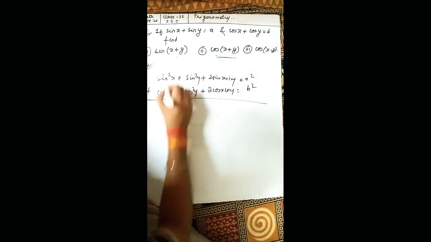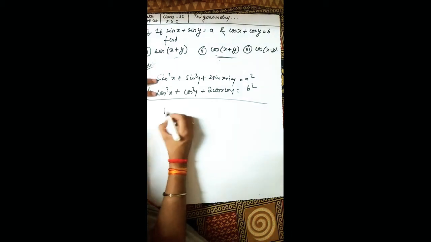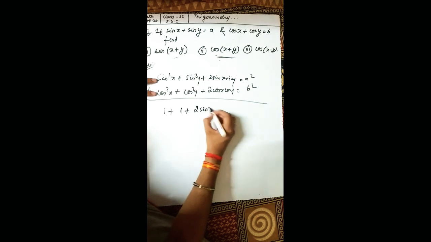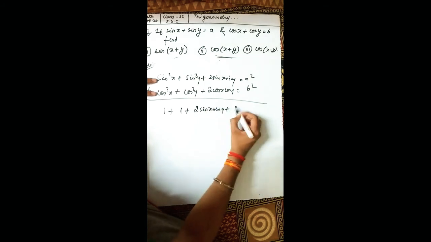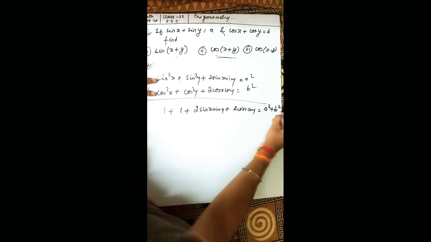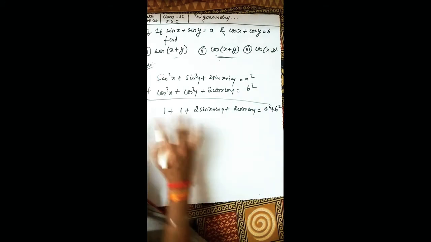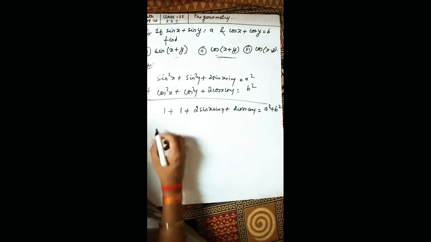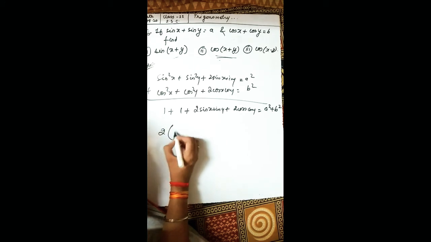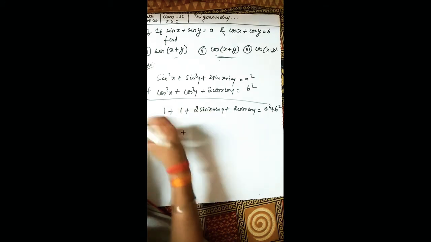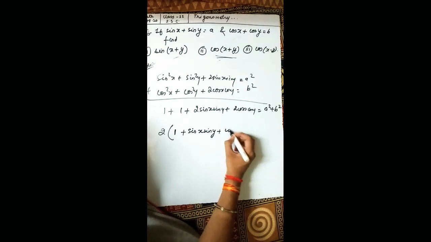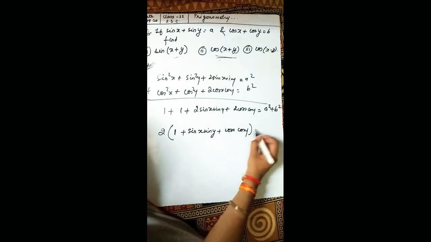Add both the equations. Sin square x plus cos square x, you will get 1; sin square y plus cos square y, you will get 1. This will be 2 sin x sin y plus 2 cos x cos y equal to a square plus b square. 1 plus 1 is 2, and here also you take the 2 common. So 1 plus 1 is 2, and when you take 2 common, only 1 will be left, plus sin x sin y, and here also cos x cos y, equal to a square plus b square.